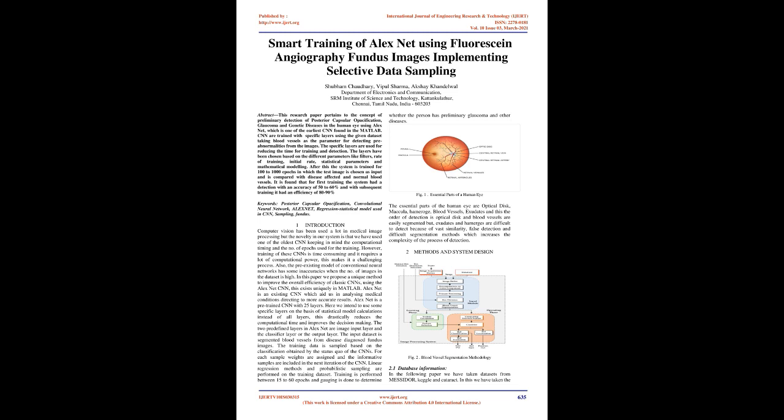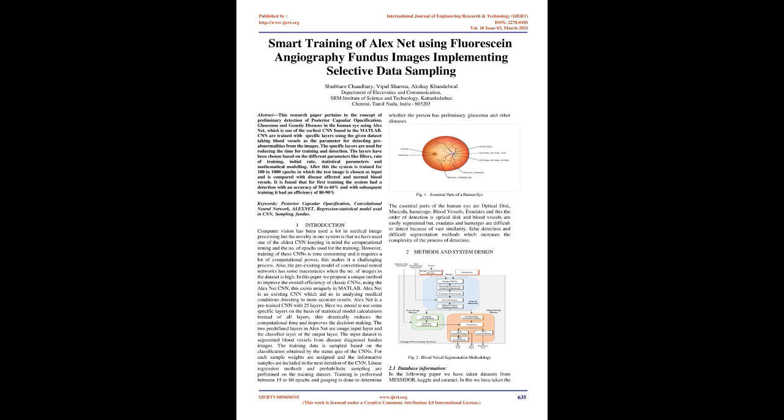A603203. Abstract: This research paper pertains to the concept of preliminary detection of posterior capsular opacification, glaucoma, and genetic diseases in the human eye using AlexNet, which is one of the earliest CNNs found in MATLAB. CNNs are trained with specific layers using the given dataset, taking blood vessels as the parameter for detecting pre-abnormalities from the images. The specific layers are used for reducing the time for training and detection.